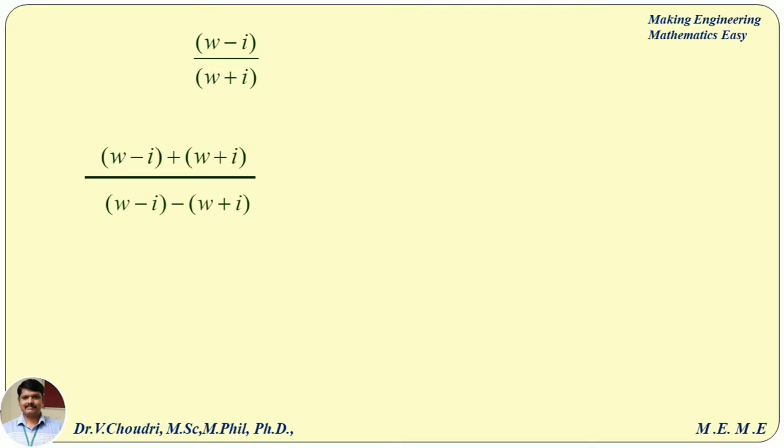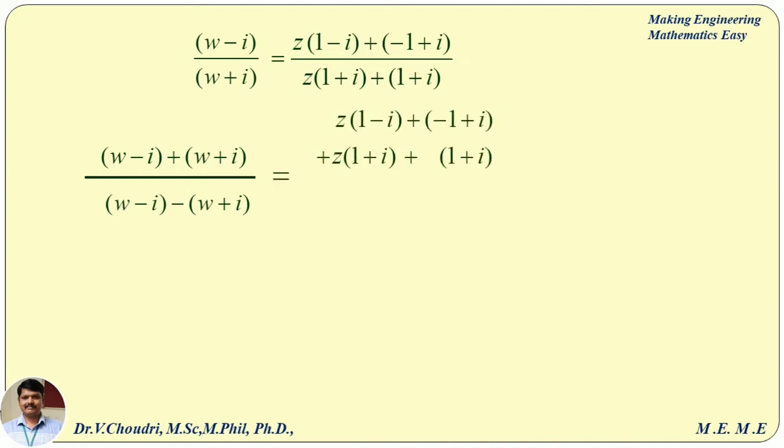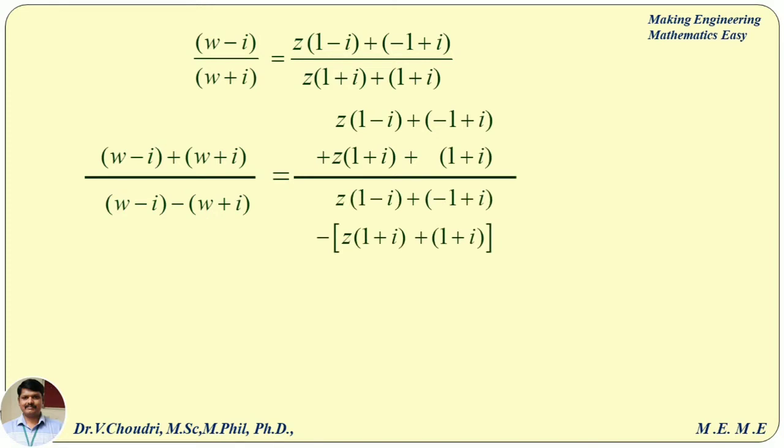Now we are going to apply the C&D rule. See the term w minus i divided by w plus i. Numerator w minus i, denominator w plus i. As per the C&D rule, it can be replaced by numerator plus denominator divided by numerator minus denominator. The same thing should be done to the right hand side. Numerator z into 1 minus i plus minus 1 plus i, denominator z into 1 plus i plus 1 plus i. As per the C&D rule, numerator plus denominator divided by numerator minus denominator. Now multiply minus inside this bracket.